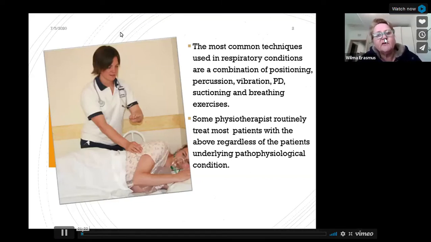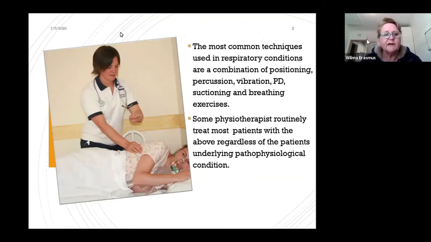Common techniques used in respiratory conditions are a combination of posture positioning, percussion, vibration, postural drainage, suctioning, and breathing exercise. But some physios routinely treat most patients with these, regardless of the patient's underlying pathophysiological condition. And if you can remember from the first module, I said we must do a problem-orientated approach to our patients, not a signs and symptoms approach. Because if you just treat patients according to signs and symptoms or even diagnoses, you're going to be in this mode of just doing routine treatment for all your patients.